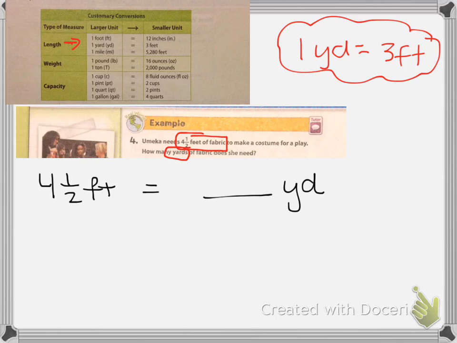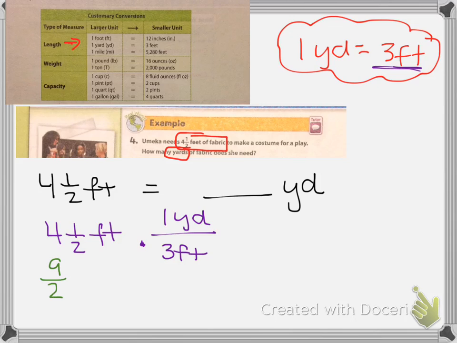To set the problem up, we're going to start with what they gave us, 4 1/2 feet. Times, now remember this feet right here has to go on the bottom, so let's go ahead and put that on the bottom, over 1 yard. Now it gets a little crazy looking here because you have this 4 1/2 feet. So this is a mixed number. Let's go ahead and turn this into an improper fraction just to make it a little easier for us to work with. 4 times 2 is 8, plus 1 is 9, so now we have 9 over 2 feet times 1 yard over 3 feet.